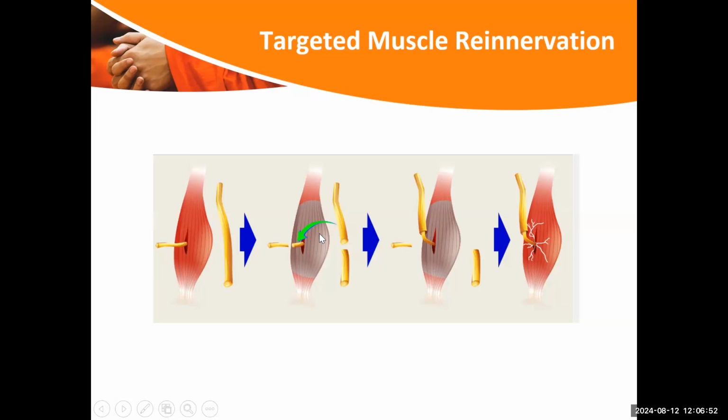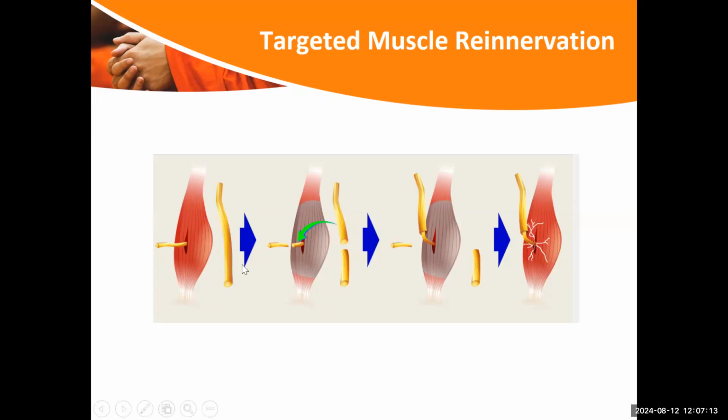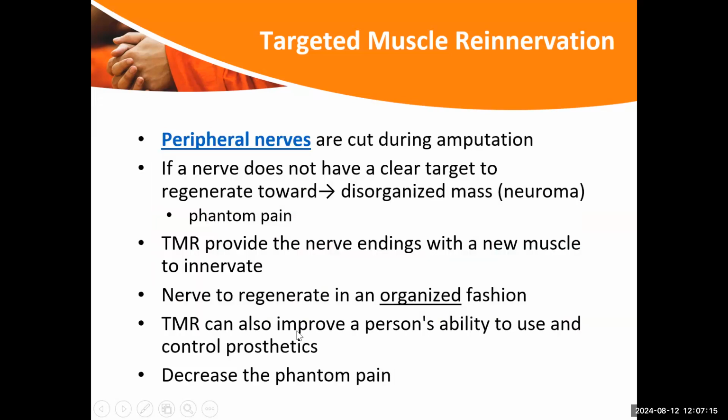Okay, so that it won't be dangling around, you find a muscle to hold it, so that it won't move around. But it may regenerate into a disorganized mass like a neuroma, so you get phantom pain. Okay, the TMR provides the nerve ending with a muscle. Okay, so you reattach to a muscle. Okay, then it regenerates in an organized fashion. Okay. And then it also improves the ability of the patient to use the prosthesis.